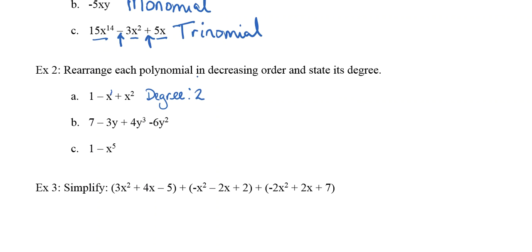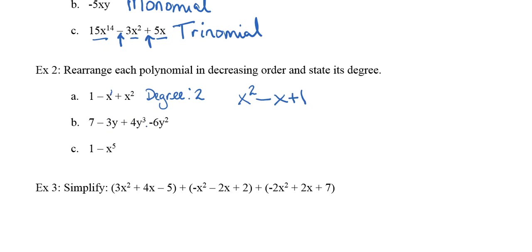Now if we put them in order, we always start with the highest exponent, so that's x squared. Then we go to the next one, which would be x to the first, and the subtraction sign belongs to this x, so we're going to minus the x. And then any constant will always go last. There's no sign in front of it, but we know that this is a positive one, so we're going to say we're adding 1.